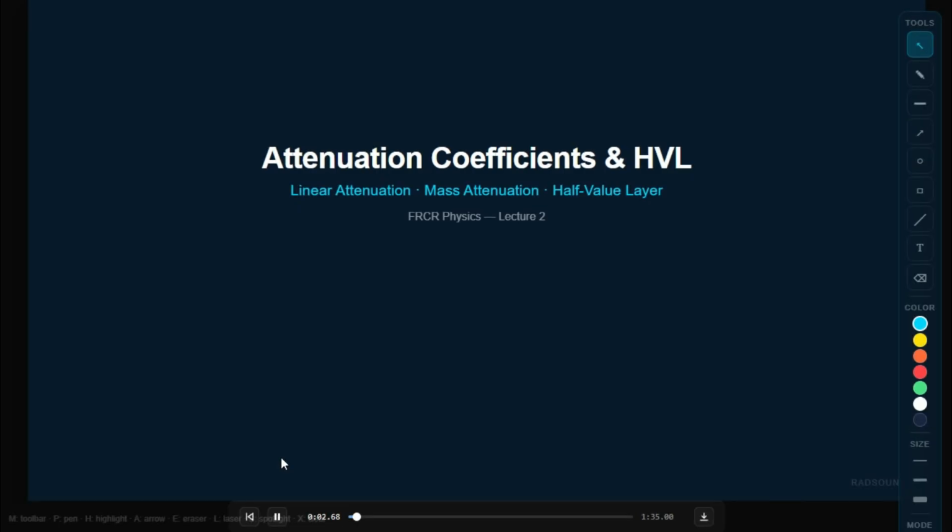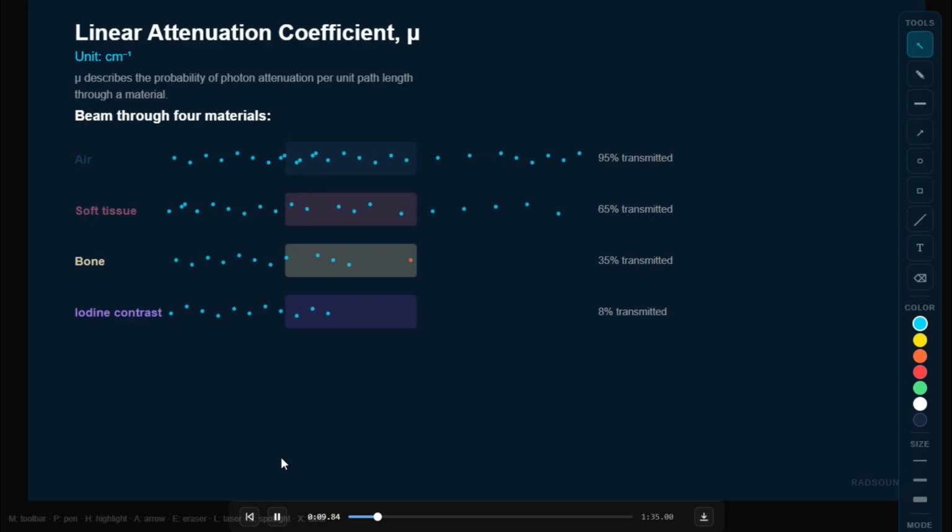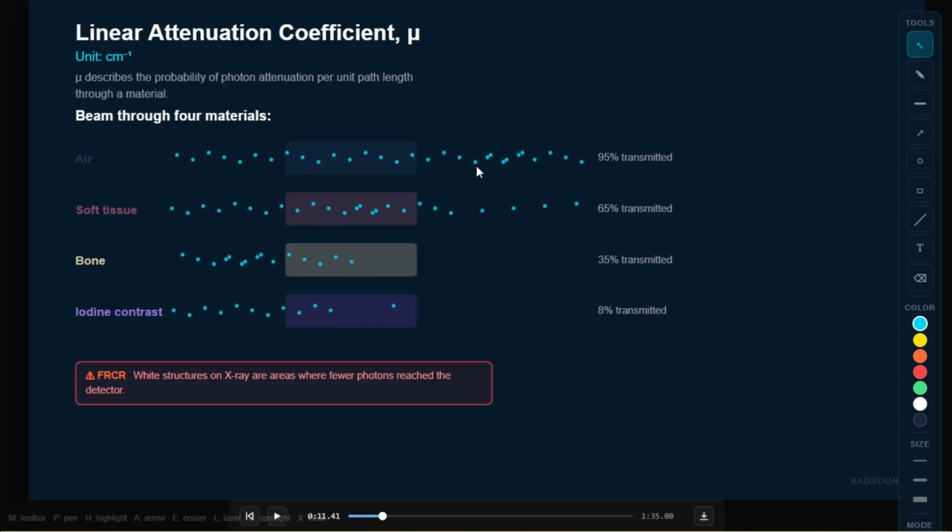Let's discuss attenuation coefficients and half value layer. The linear attenuation coefficient, mu, is very important to understand this part. It describes the probability of a photon getting attenuated per unit path length as it passes through the material. If we pass a beam through air, nearly 95% of the photons will be transmitted, and only about 5% will be attenuated.